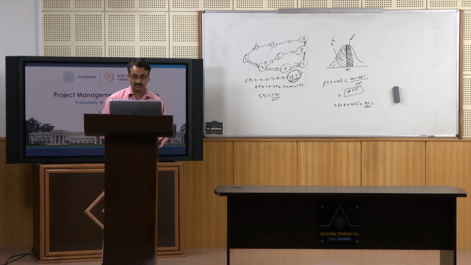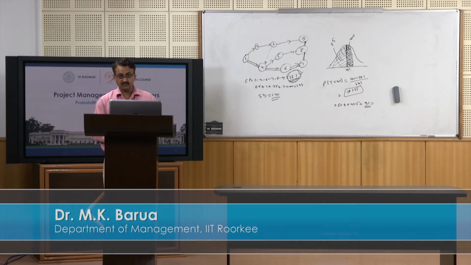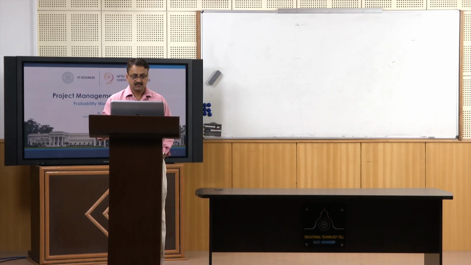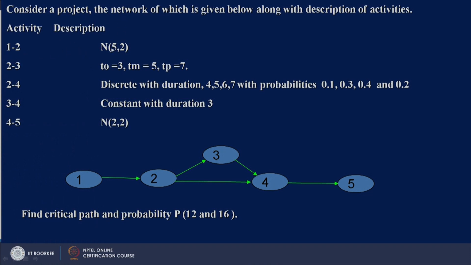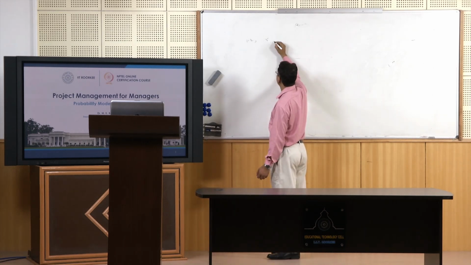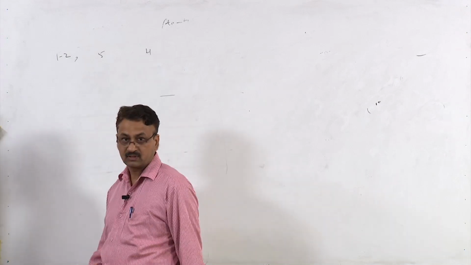So this is how you can solve a question in which you have got activities having different time estimates. Some of them are normally distributed, some of them have got fixed duration, some of them are dummy activities. This is an example wherein you have been given 5 nodes and 5 activities. Activity 1, 2 is normally distributed. N stands for normal distribution, and this is the mean and this is the standard deviation. So you need not calculate mean and standard deviation separately. For activity 1, 2, the mean is 5 and the standard deviation is 2, and if you want the variance, it is 4.